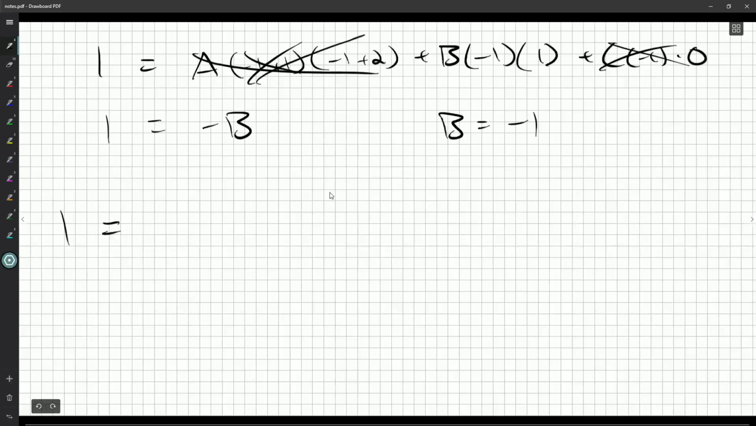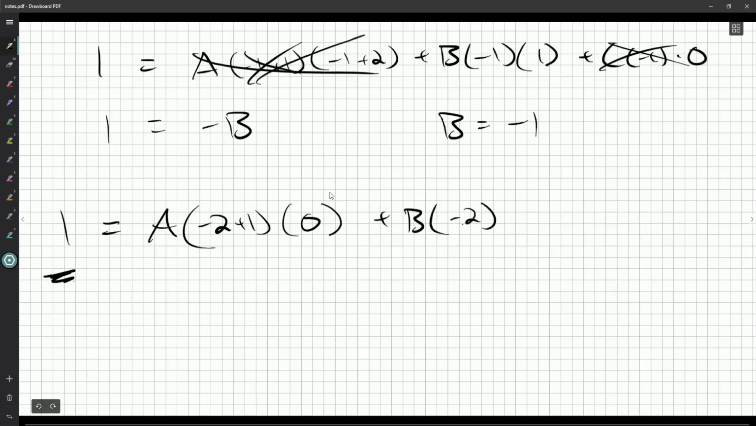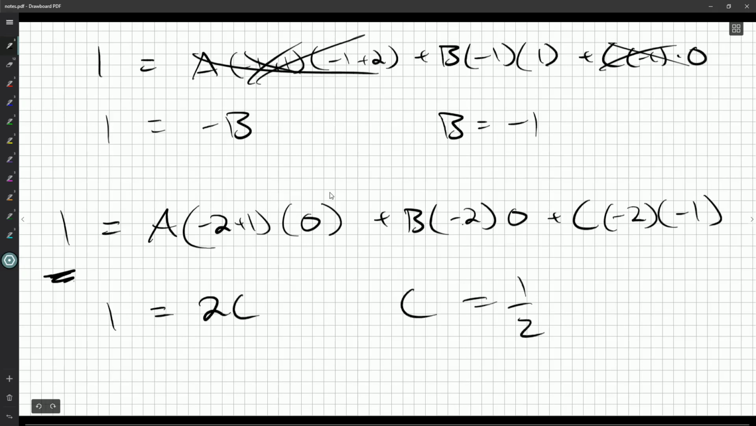And we can do the same thing, plug in x equals negative 2. Again, the left side should equal the right side no matter what value x is. And so we'll get negative 2 plus 1, and then negative 2 plus 2 is 0. B times negative 2, and then negative 2 plus 2, again 0. And then C will get negative 2, negative 2 plus 1 being negative 1. So we'll get 1 is 2c, so c is a half, just like a was.